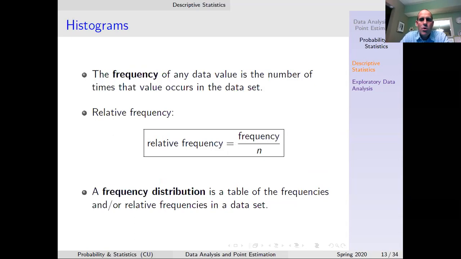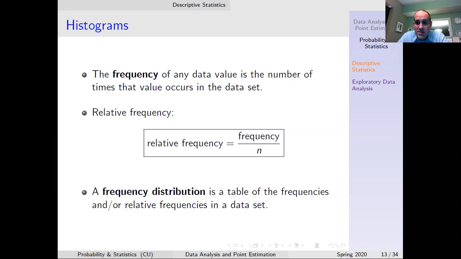And I want to talk a little bit about organizing data, and one way in which we can do that effectively is with something called a histogram. In all likelihood, you probably already know what this is. I just want to go through it in full rigor so that we're ready to use it at will later on. So the frequency of any data value is the number of times that the value occurs in a data set. You might have a whole bunch of 5s, and the number of times a 5 appears is called the frequency of that data value.